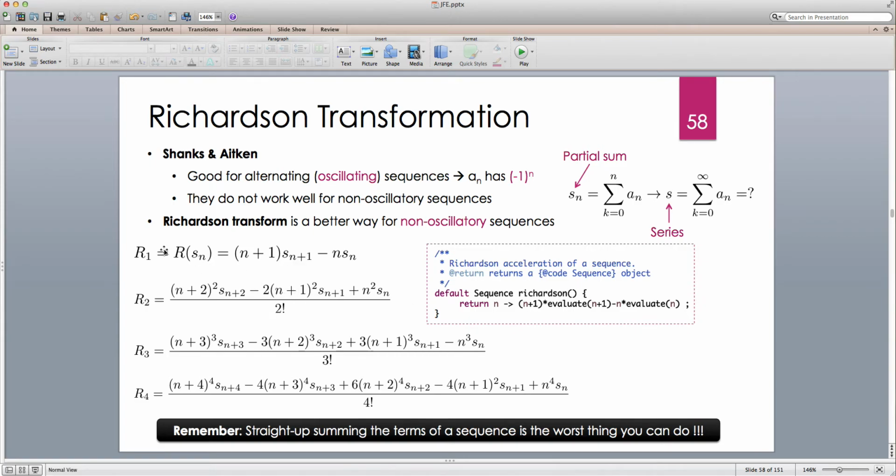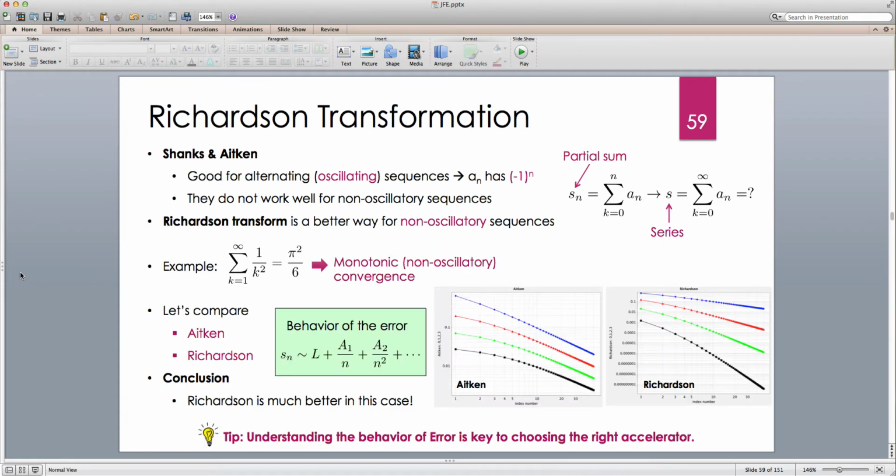And we said that Richardson could be first order Richardson, second order Richardson, third order Richardson, or fourth order Richardson, and etc. And this slide shows the comparison that we did for the 1 over k squared sequence, and we're summing from 1 to infinity. This sequence definitely converges. How do I know? Because the error goes to 0. How do I know? Because I can approximate the error.